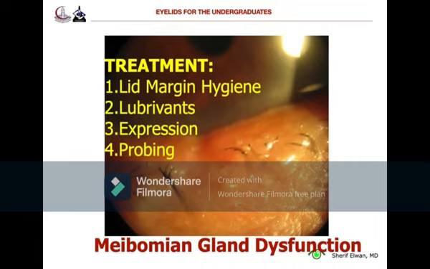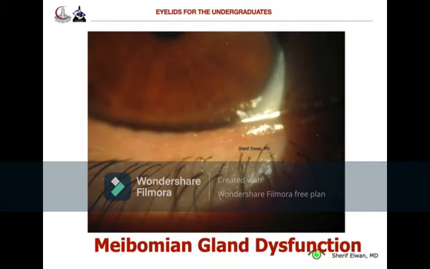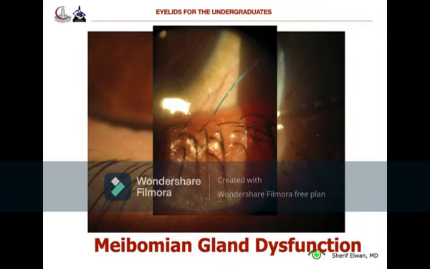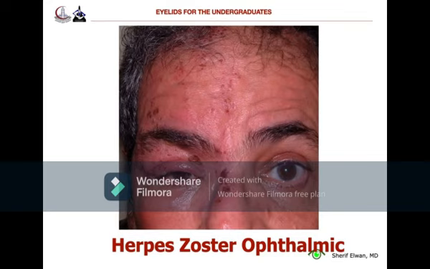And finally, we may resort to mechanical probing. And by probing, we mean introducing probes into the openings of the meibomian glands, like the commercially available metallic probes, which are rather expensive. And here comes my suggestion of using the rather cheap Prolene 6-0 suture material to probe the lacrimal glands. I'm sorry, the meibomian glands.